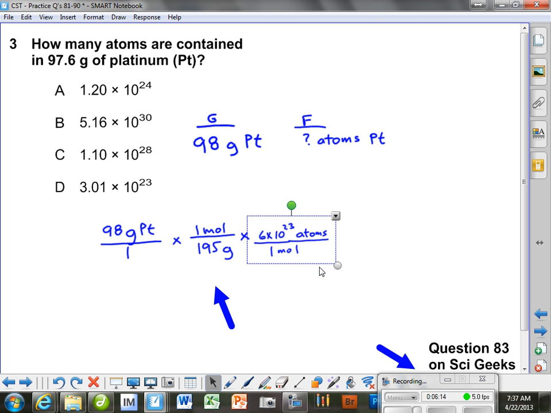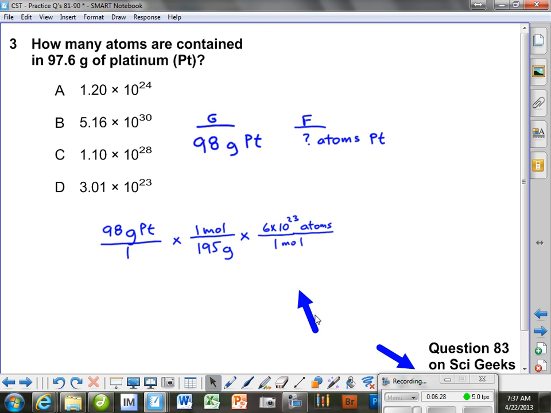And so next we're going to multiply by, notice moles is on the bottom because moles here is on the top. Grams is on the top here, so grams has to be on the bottom here. So this is what we have. When we multiply all of that out, we get the answer 3.01 times 10 to the 23rd, and that will be answer D.